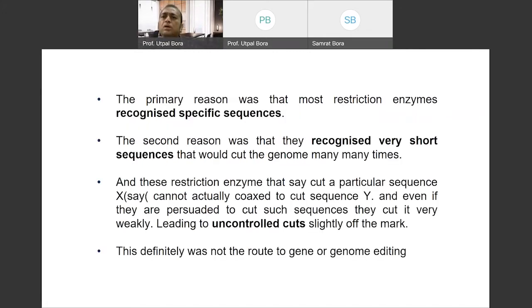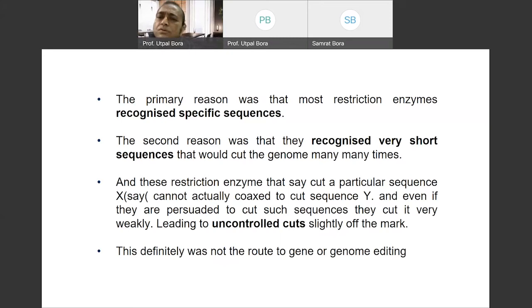As I told you, the primary reason was that most restriction enzymes recognize specific sequences, those palindromic sequences, if you may. And the second reason is that they recognize very short sequences. Now, when you recognize very short sequences, there are chances of those short sequences occurring many times in the genome, and they will thus cut the genome many, many times.